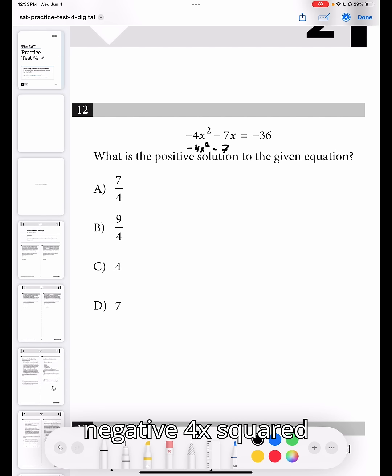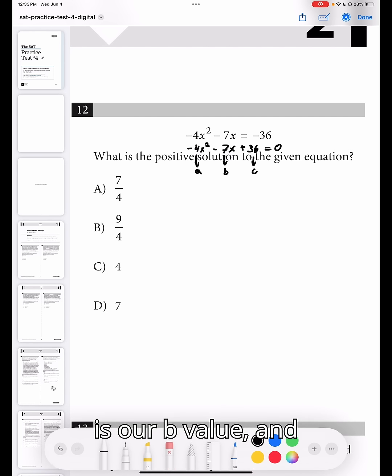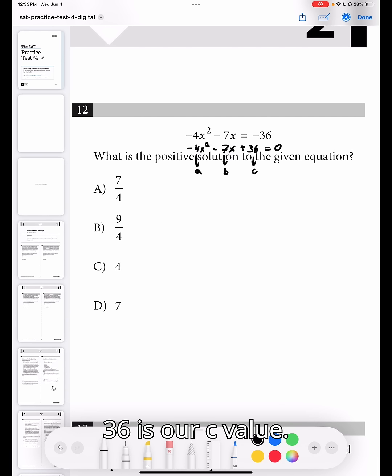So negative 4x squared minus 7x, and all we have to do is move negative 36 to the other side, so plus 36 is equal to 0. So negative 4 is our a value, negative 7 is our b value, and 36 is our c value.